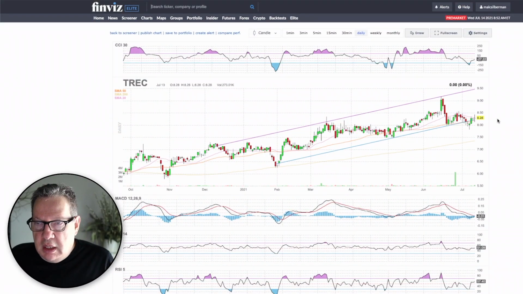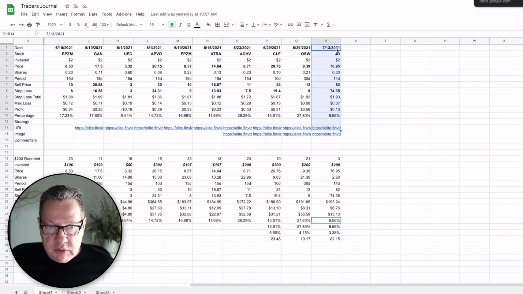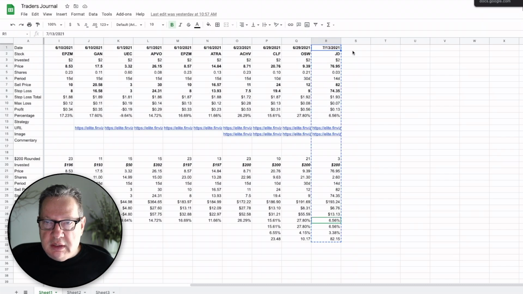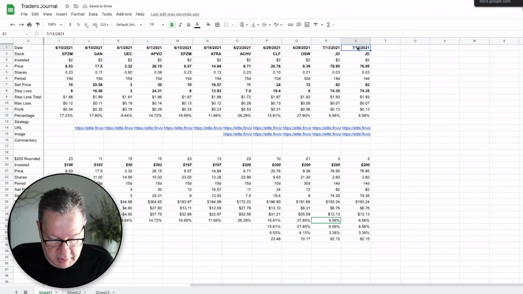So there's very little risk involved in this one, so it's probably worth making an entry into the Trader's Journal, which we'll go ahead and do. This gives me just an idea of a snapshot of what this is all about. Today is 7/14, and this is TREC, and it's sitting at 8.40.